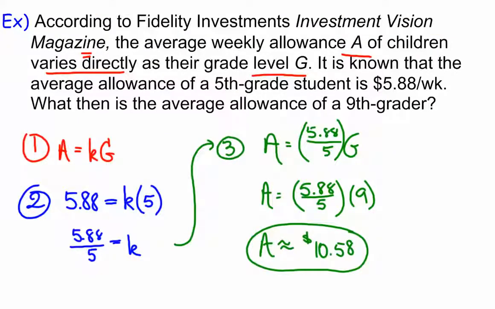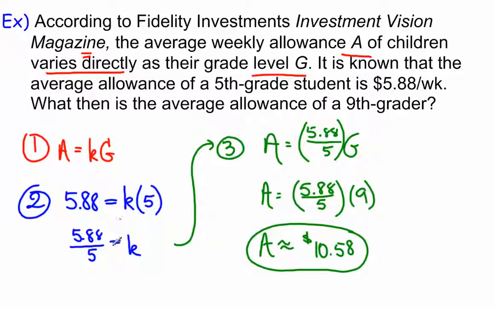Investment Vision Magazine says that the average allowance A varies directly, so there's my equals, as the grade level G. So first step, A is going to be equal to kG, directly across from one another. It's known that the average allowance of a fifth grader, so that's our G, is 5.88. That would be our A. So we plug those into that formula. That allows us to solve for k.